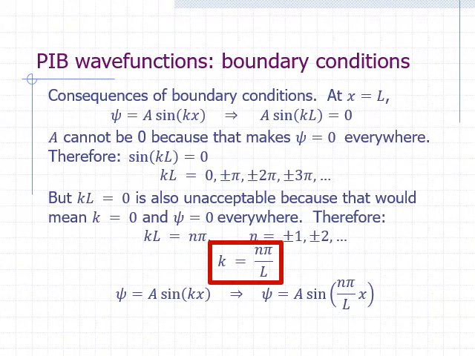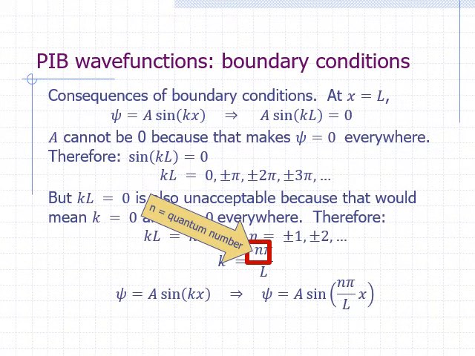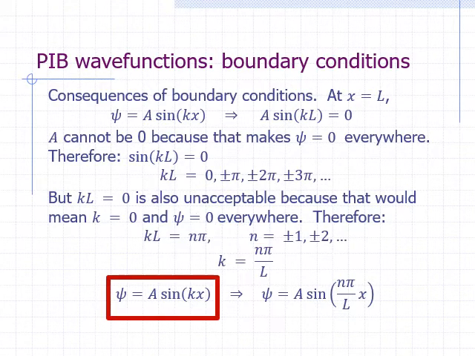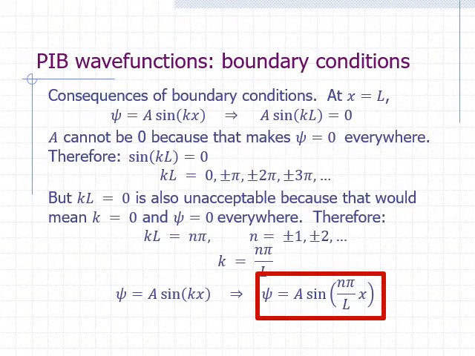In other words, we now have a restriction for k. We can say that k is quantized. We call n the quantum number. The quantization naturally arises from the mathematics when we apply the boundary condition. So, from psi equals A times sine of kx, we can further narrow down our acceptable solutions. They must be of the form psi equals some constant A times the sine of n pi x over L.